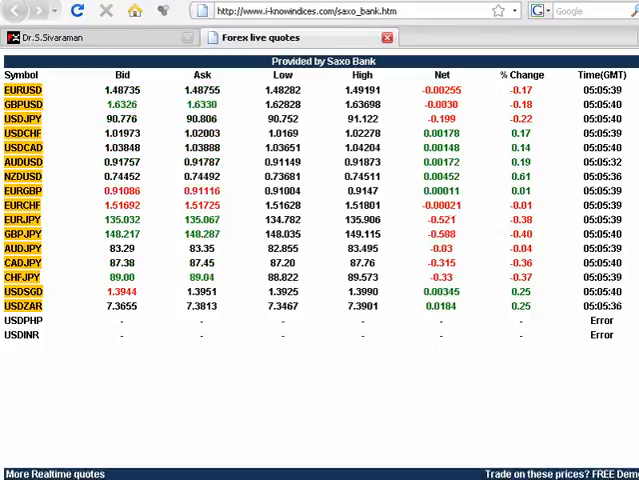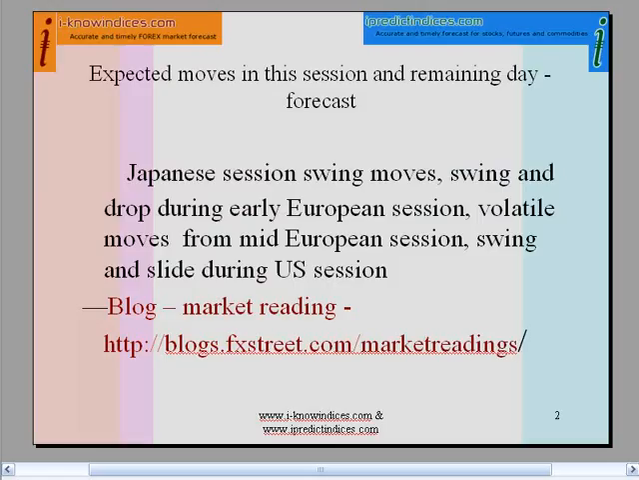So let us now go into the forecast for the day. During the Japanese session, the market is expected to make swing moves between the high and the low. You would have noticed that there was a very quick drop at the start of the Japanese session, or the Asian session. Subsequently they have firmed up, but they have not cut the high.